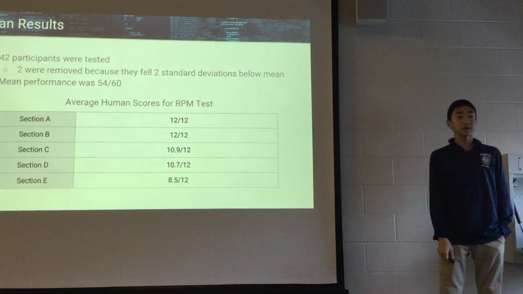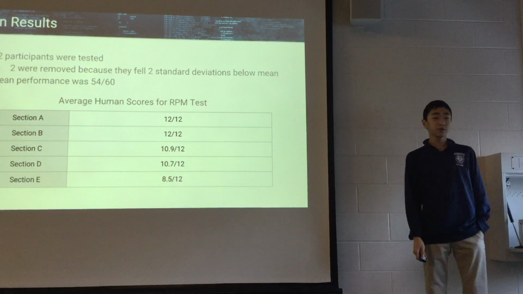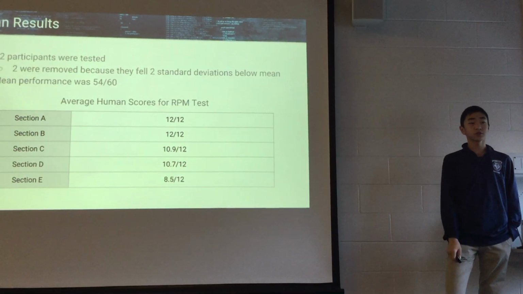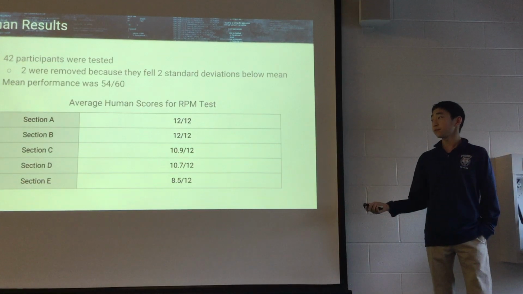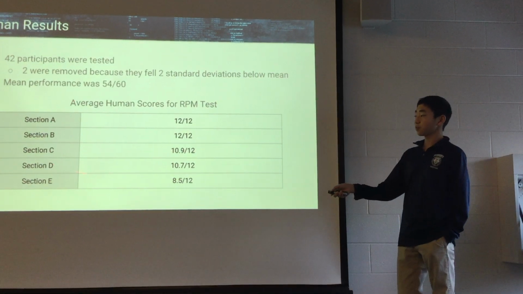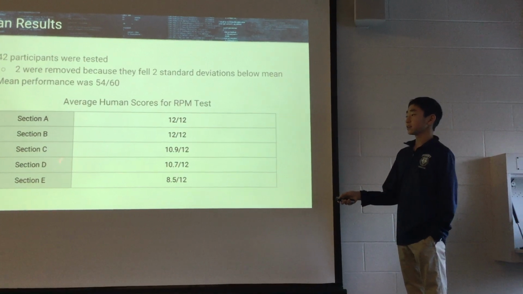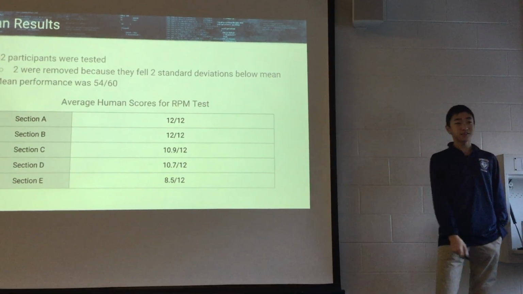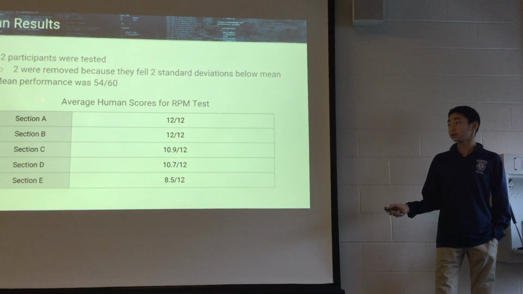So how did it work? How did the humans fare against the model? Well, there were 42 participants tested, but 2 scores were removed because their scores were outliers. The mean performance was a 54 out of 60. So if you look at the score breakdown, as the humans move further along in the sections, their scores decrease dramatically, indicating that the questions become harder as you go further along.